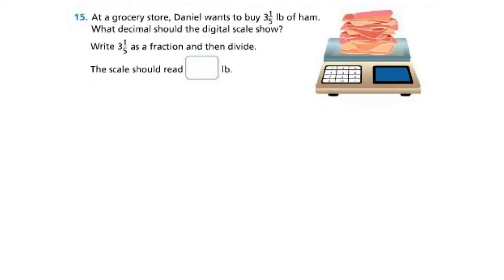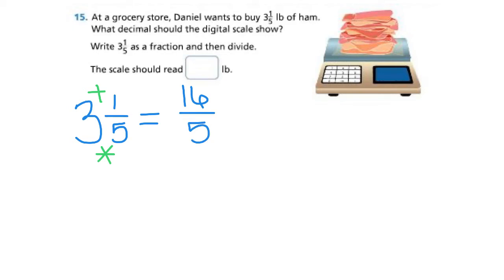Question 15. At a grocery store, Daniel wants to buy 3 1/5 pounds of ham. What decimal should the digital scale show? We need to write 3 1/5 as a fraction and then divide. That means they want you to take 3 1/5 and rewrite it as an improper fraction. Let's review. To write it as an improper fraction, we would do 5 times 3 to get 15 and add 1 to give us 16 over 5. If we divide 16 by 5, we get 3.2.